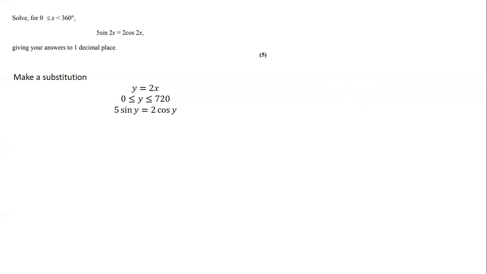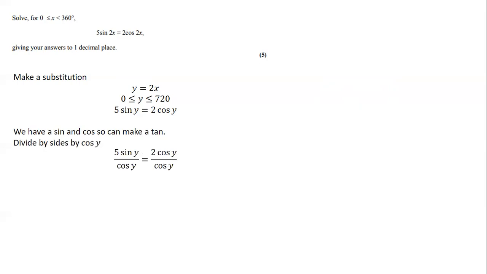Now in the next step, I've got a sine and a cos. If I take it to one side, I can't factorize, so there's no point in doing that just yet. Instead, with sine and cos, my alarm bell should be ringing. We can make it tan. So divide both sides by cos, because tan is sine over cos. So divide by cos y.